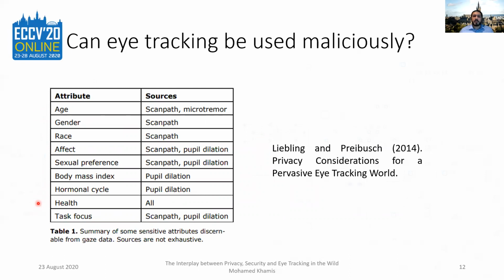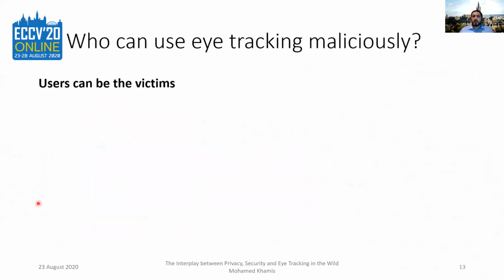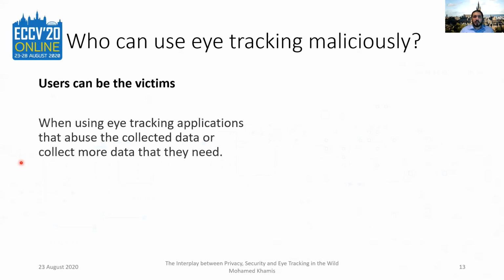So this brings a lot of concerns, actually. And now, how could these attacks happen? The users can be the victims. The users of eye tracking technologies could be the victims of these attacks, when they're using eye tracking applications that are abusing the collected data, or collecting more gaze data than they need. When I say data here, I'm referring to gaze data.